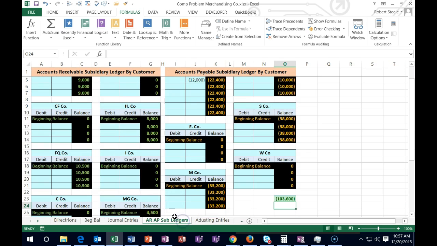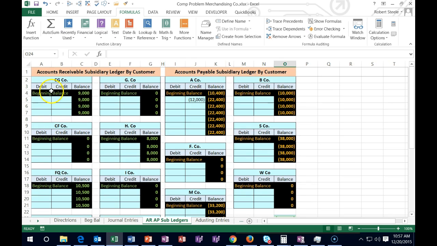So if we scroll down to the subsidiary ledger, we have the receivable side over here. Here's our companies. These are our customer companies. And we need to break down that same number by customer. So in this case, I believe it's I company that owes us. So we're going to go down here to I company. And so I'm in E19. I'm going to put that in the debit. And I'm going to do this with a formula.